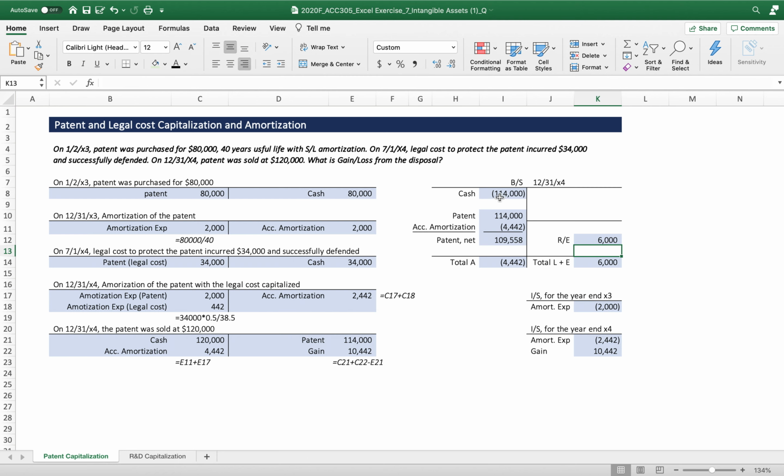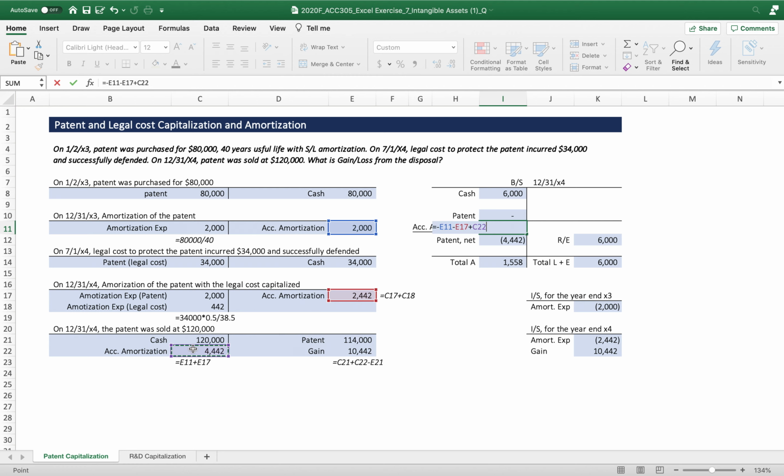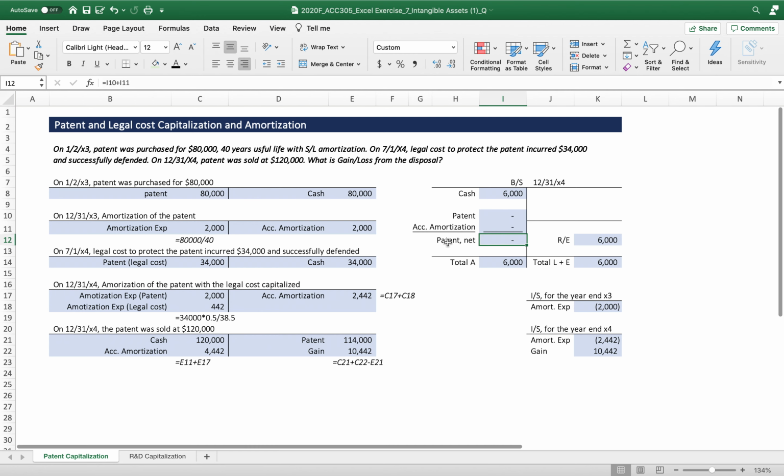And then let's put this: the cash now plus 120,000. Then we should remove the patent. Also, you have to remember, we have to put the plus, that is a contra account. So 4,442. So we matched out.